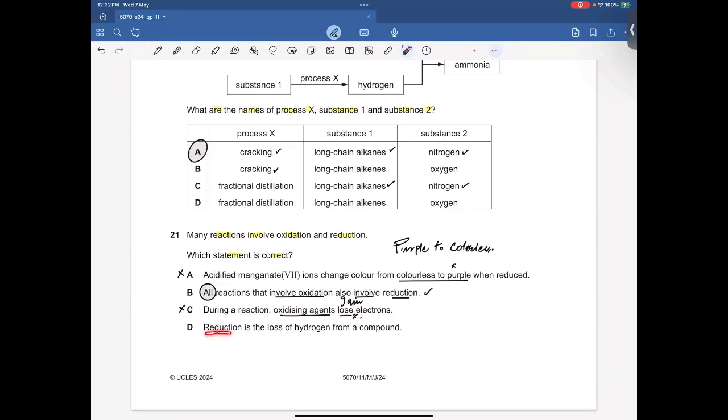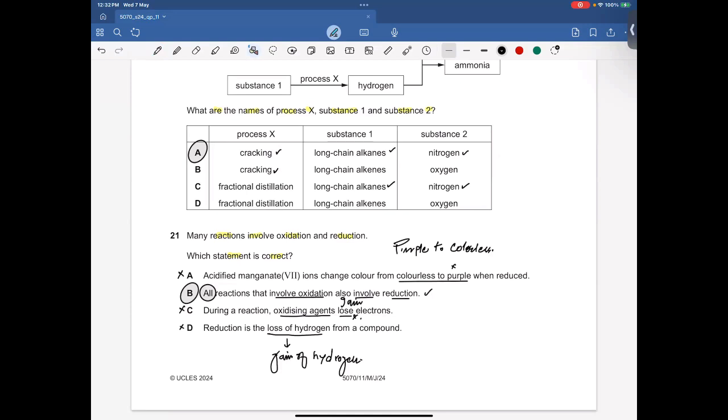Look at statement D. Reduction is the loss of hydrogen. Reduction is basically the gain of hydrogen. So this is also wrong. When A is wrong, C is wrong, D is wrong, then the correct answer is obviously B.